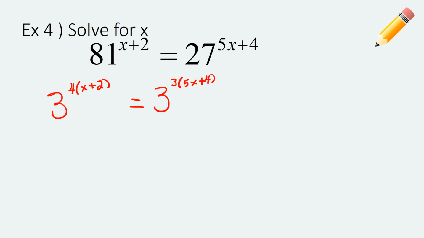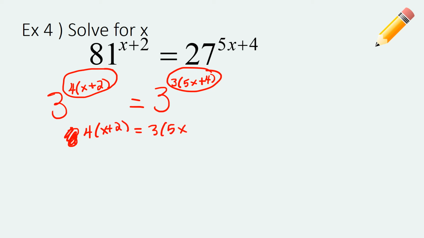Okay, so now that I have them as a common base, I can just set this equal to this. So I get 4 times x plus 2 is equal to 3 times 5x plus 4. So before I simplify, before I get x on one side, I have to distribute both things. So 4 times x is 4x, and 4 times 2 is 8. 3 times 5x is 15x, and 3 times 4 is 12.